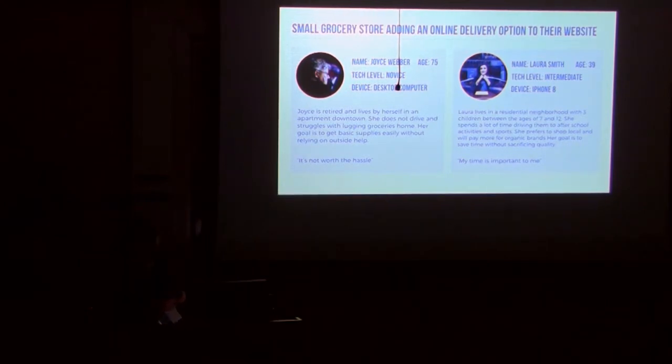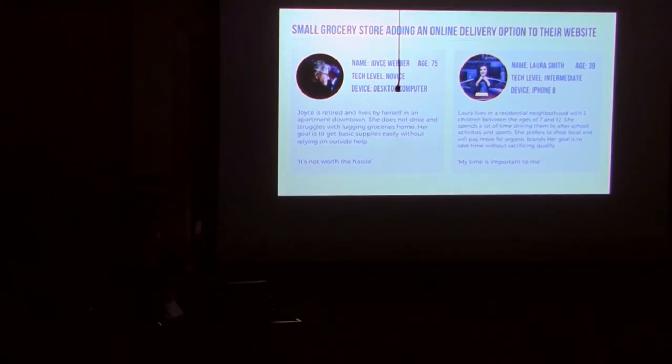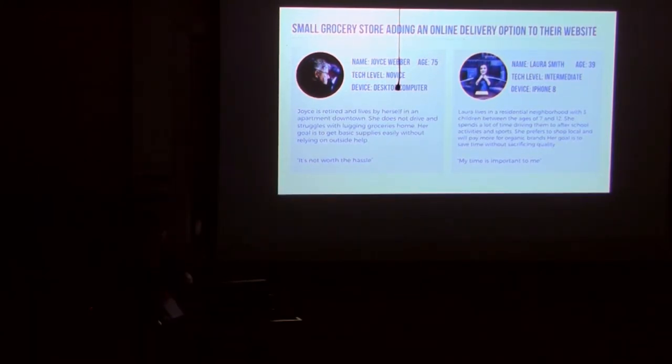So this grocery store looked at their online analytics. They surveyed in-person customers. They talked to their cashiers. And they decided that they have two key personas. We have Joyce here on the left. She's 75. She mostly uses a desktop computer. She's retired. She lives by herself in an apartment downtown. She doesn't drive. She struggles with lugging groceries home. And her goal is to get basic supplies easily without relying on outside help. Something she might say is it's not worth the hassle.